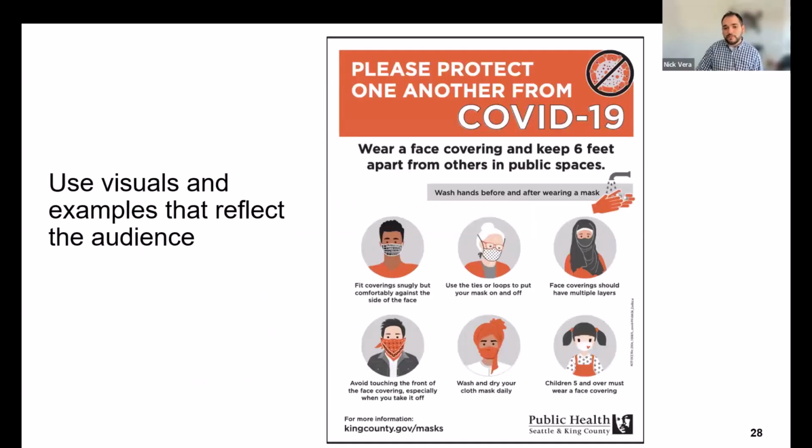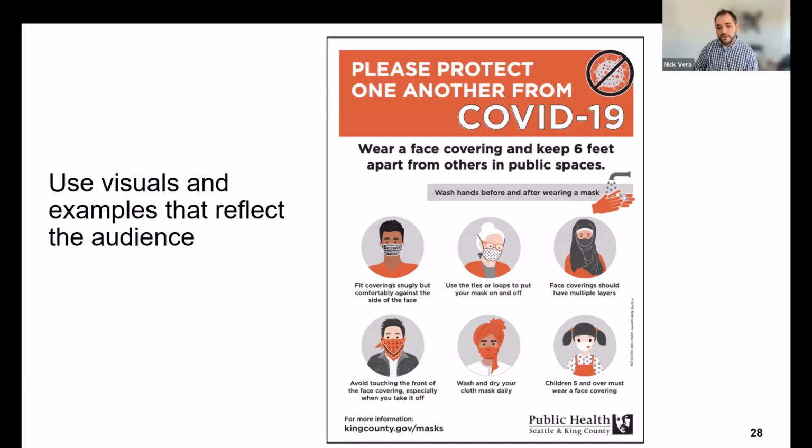And there's a really good example of using some visuals in a communication. So here we can see, please protect one another from COVID-19. We see different folks all wearing a mask and from different backgrounds. But really, the behavior here is wearing that mask and also washing your hands, but really thinking about what's the main message here: protecting each other from COVID-19. And you do that by wearing a mask, but also by washing your hands as well.